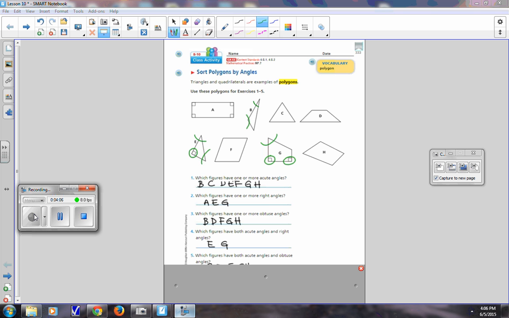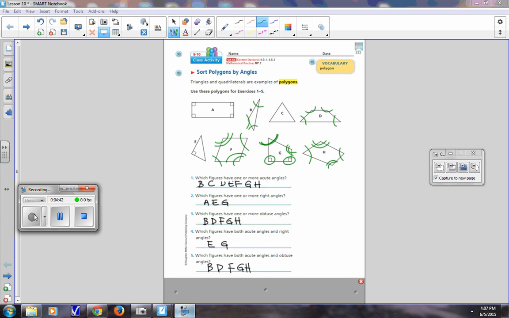Acute, obtuse, acute. Acute, acute, obtuse, obtuse. E would not work on this one. F would work because this is acute, this is acute, this is obtuse, this is obtuse. So these two are obtuse. This is obtuse. That's acute, right here. This is acute, obtuse, acute. I think this one's obtuse. So there are a lot of them. B, D, F, G, and H.